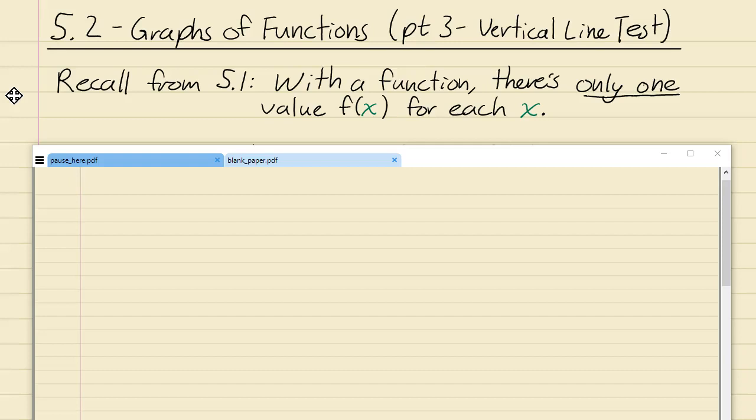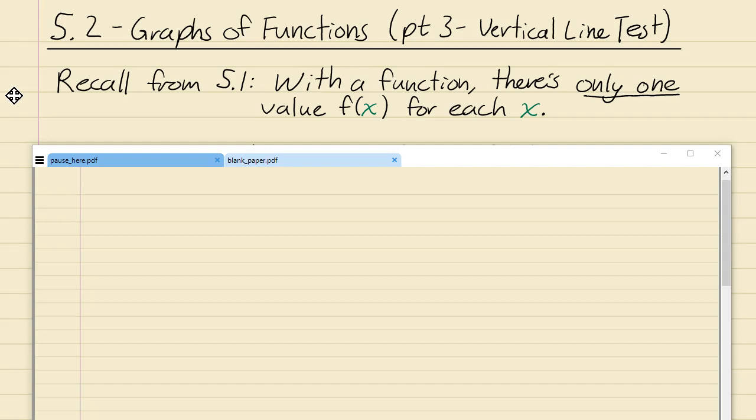Okay, let's look at this thing we can use called the vertical line test. This is a way to tell if a particular graph is actually a graph of a function or not. So let's remember some stuff from 5.1. What is a function and what is not a function?